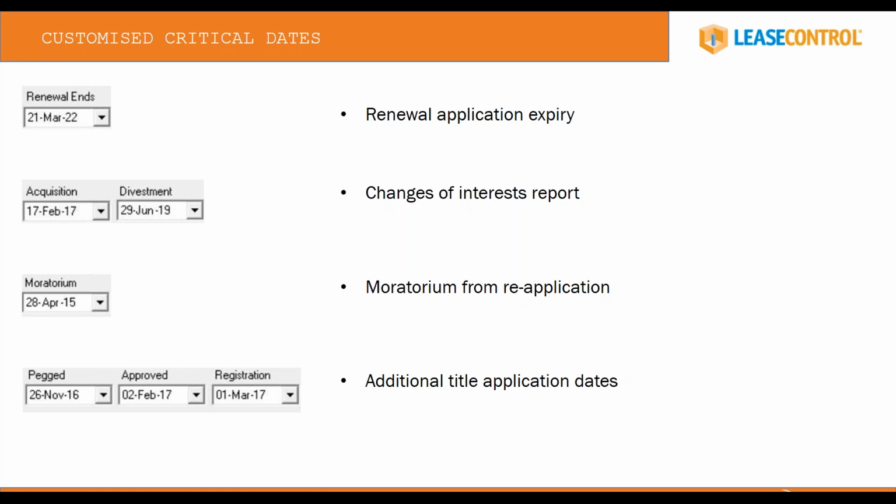Additionally, some titles have further dates relating to application. For example, when it was pegged, sometimes referred to as marking out, the date the application was approved but not granted, for example, pending grant of another title, or perhaps the date it was registered by the government as being acceptable. And yes, you can most certainly configure actions based on this date, just as you can with existing critical dates.